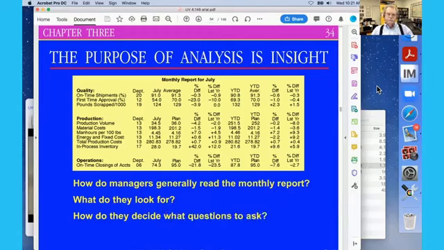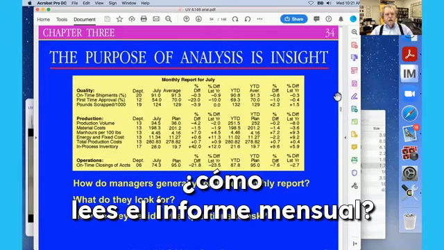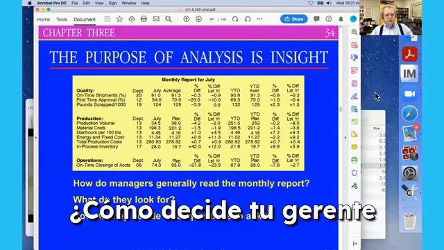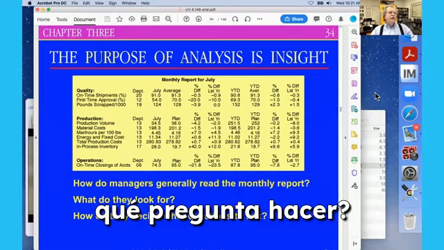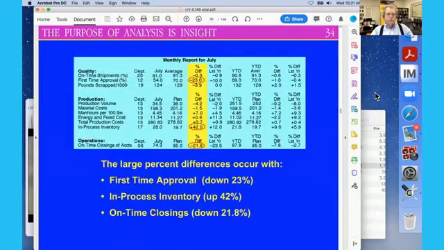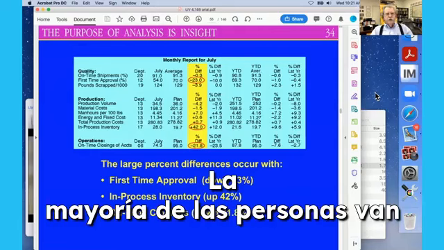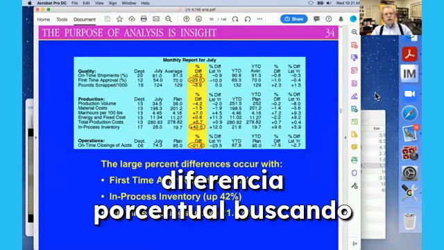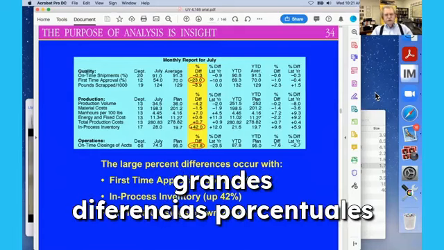So, how do you read the monthly report? What do you look for? How does your manager decide what question to ask? Most people go right down the percent difference column, looking for large, unfavorable percent differences.